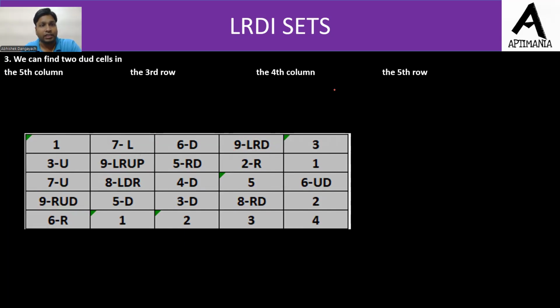We can define Dud cells. Now Dud cells are those cells, as we have seen in the question part itself, which are not visible by anywhere, right? So in the 5th column we have 4 Dud cells. So no, this is not correct. In the 3rd row, this is 3rd row. In 3rd row we have how many? Only 1 Dud cell is there. 4th column, this is 4th column. In 4th column we have 5 and 3. These are 2 Dud cells. 4th column is the correct answer.